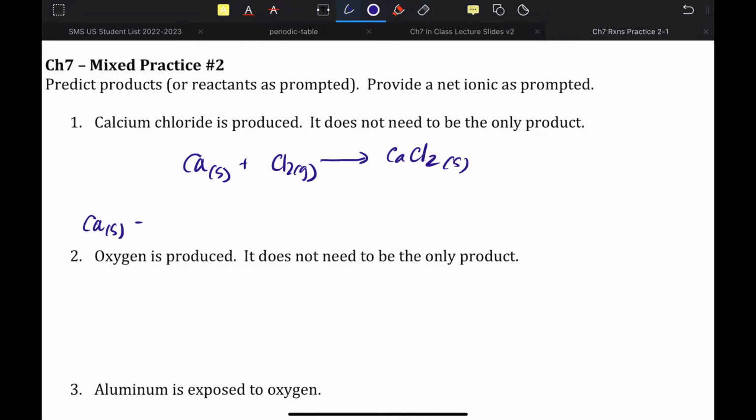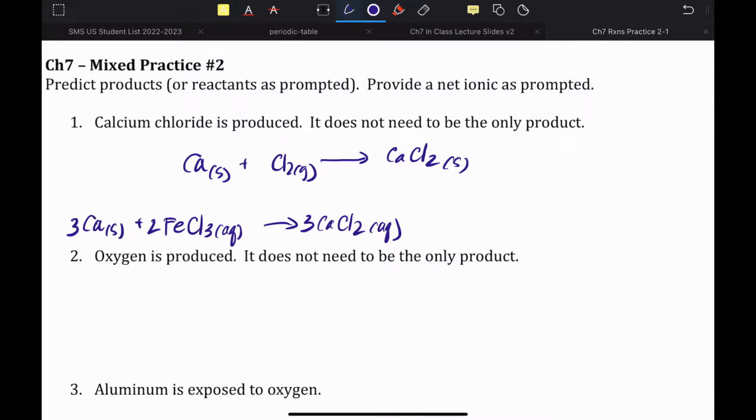We could do an element plus compound, where we could take calcium as our element and any other metal chloride as our compound, and then produce calcium chloride and some other metal. That is also a quick and simple way to do it, right?